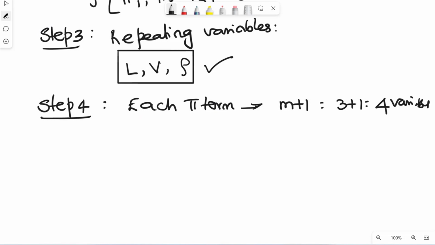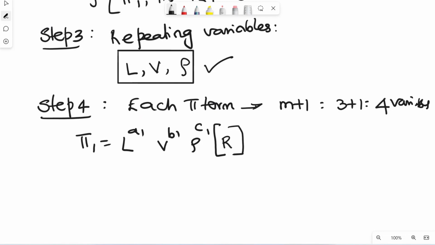Out of these 4 variables, 3 are repeating. Those 3 are L, V, rho. These three are repeating in each term. Now, pi 1 is, for example, equal to L to the power of A1, into V to the power of B1, rho to the power of C1, into what are the remaining variables? I have already taken three. What are the remaining three variables? One is resistance. This is one, right?